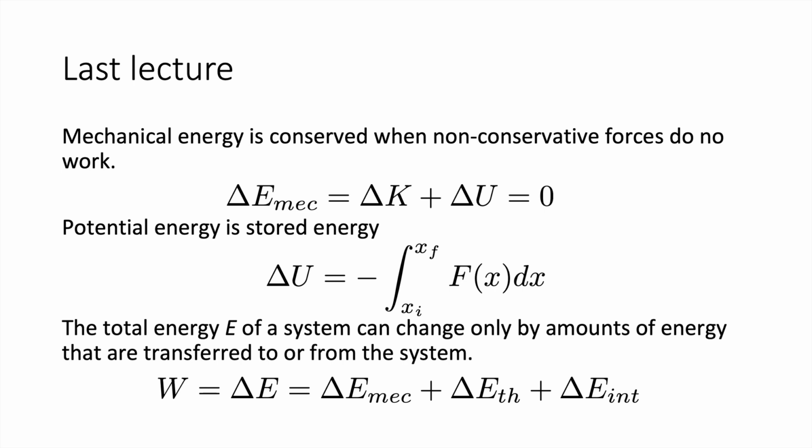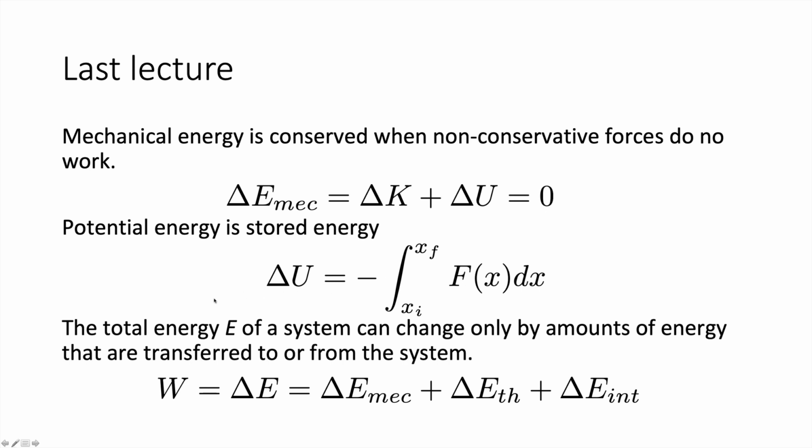In the last lecture, we were looking at mechanical energy, and we said that it was conserved when non-conservative forces do no work. So the change in mechanical energy, which is equal to the change in the kinetic energy plus the change in the potential energy, is equal to 0. Now, potential energy is stored energy, so it can be calculated as the negative work done, which is negative the integral from the initial position to the final position of the force times dx.